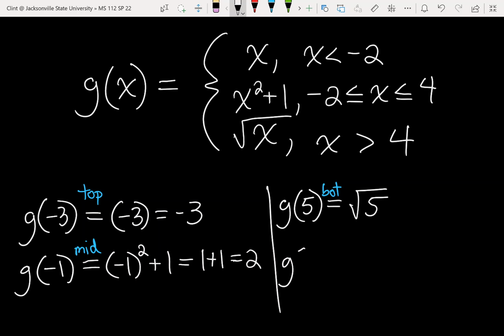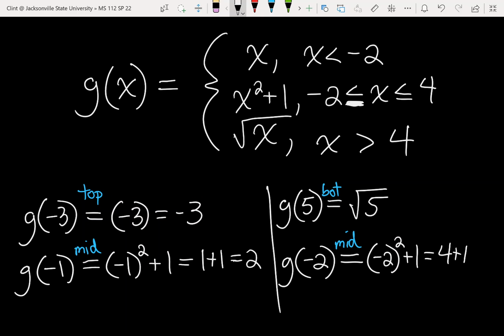And then what about, we want a g of -2. Which one do we use for that one? The middle, because we've got the equal to bar on there. So for that one, we would use the middle. So we would take -2 and square that, plus 1. 4 plus 1, we would get 5.